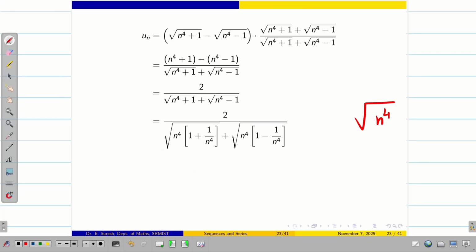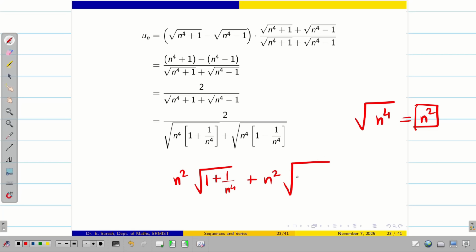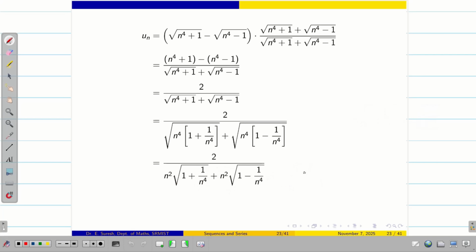Now we know n power 4 root is n square. So I can rewrite this as n square into square root of 1 plus 1 by n power 4. Similarly, n square into square root of 1 minus 1 by n power 4 in the denominator. Next I can take this n square in common from both the terms and I get like this.